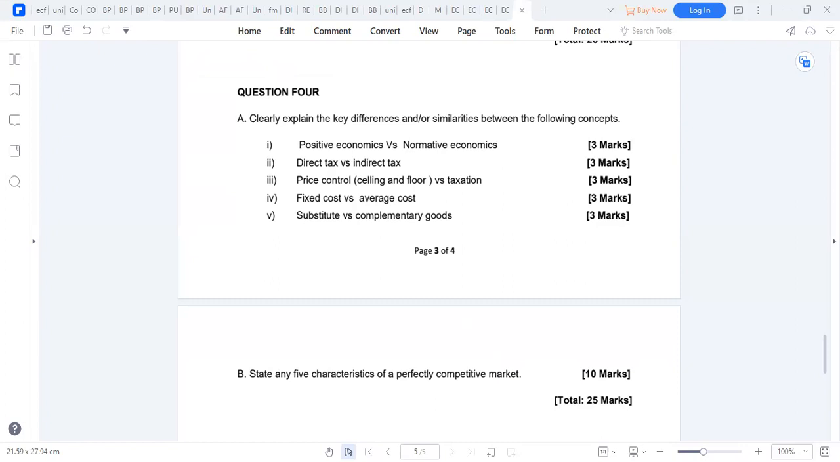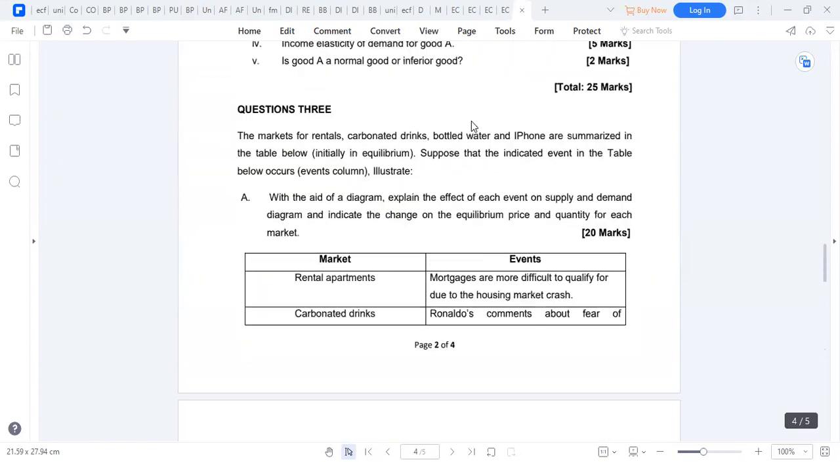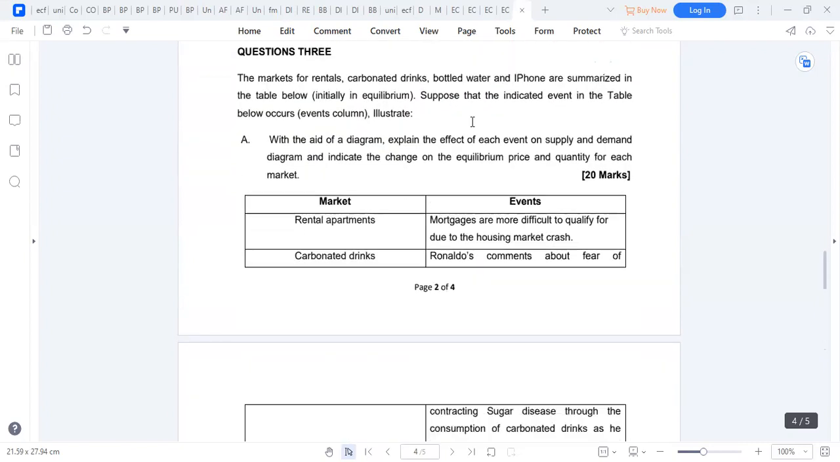All right. So we now go to question number 3.